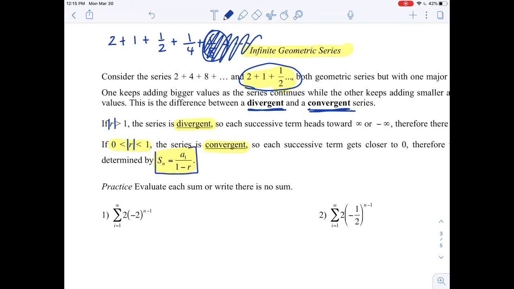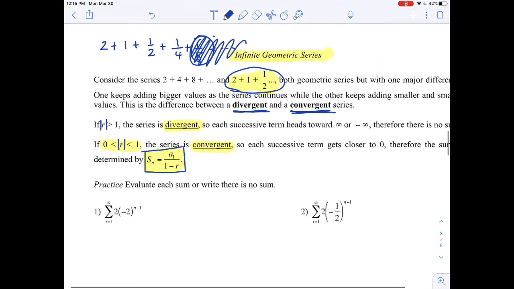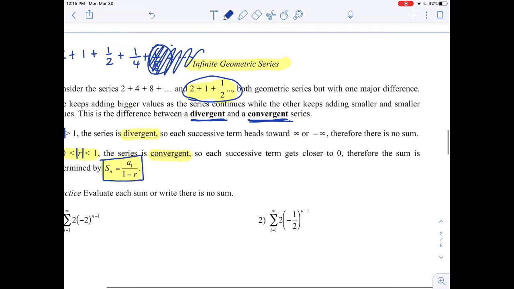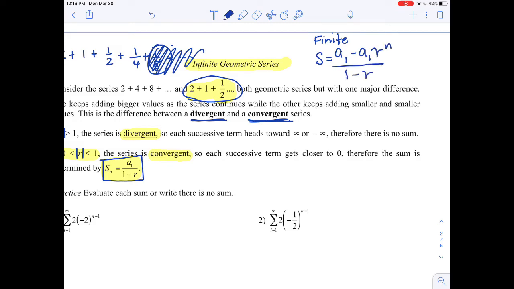So the formula we're going to use is that S equals A1 over 1 minus R, and you'll see that that has some similarities with the formula that we used yesterday, but there is a missing term. So let me explain that for a second. When you have a finite number of geometric terms, your sum comes from doing A1 minus A1R to the n, all over 1 minus R.